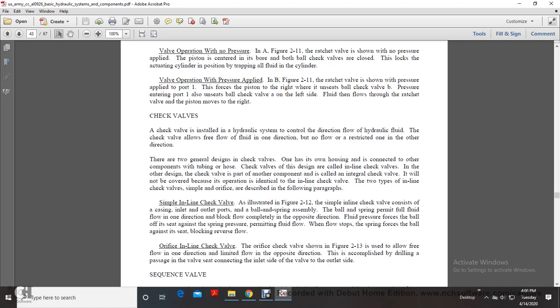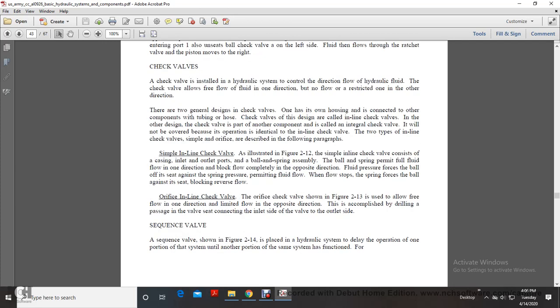A simple inline check valve is illustrated in Figure 212. The simple inline check valve consists of the casing, inlet and outlet ports, and a ball and spring assembly. The ball and spring permit fluid flow in one direction and block the flow completely in the opposite direction. Fluid pressure forces the ball off the seat against the spring pressure, permitting the fluid to flow. When the flow stops, the spring forces the ball against the seat, blocking reverse flow.